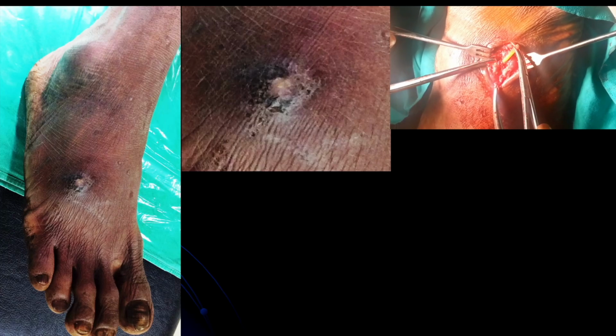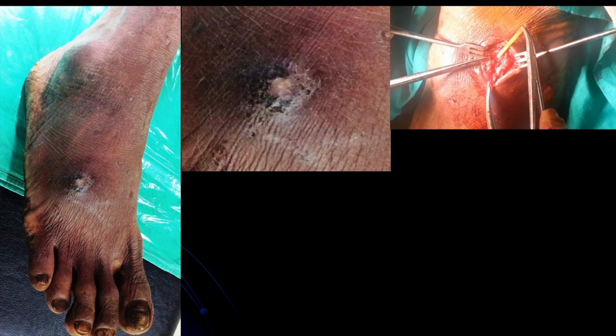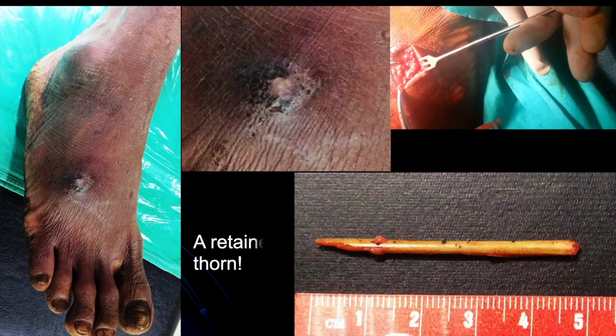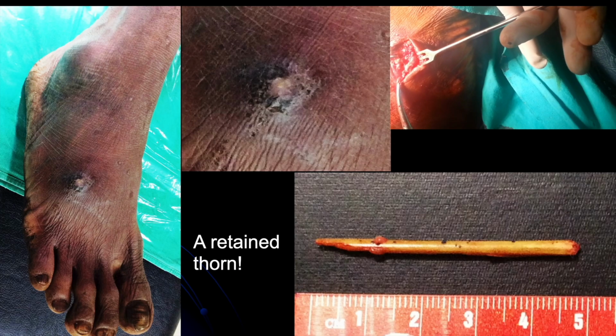This patient presented with a painful swelling of many years' duration on the dorsum of the right foot. Even on repeated questioning, the patient denied any past history of prick or injury because he genuinely didn't remember. On examination, it appeared to be a chronic non-specific inflammatory swelling. X-rays of the foot were normal. I took up the patient for exploration under anesthesia and see what was extracted. A 5 centimeter long retained thorn.